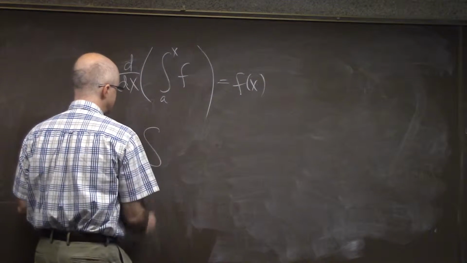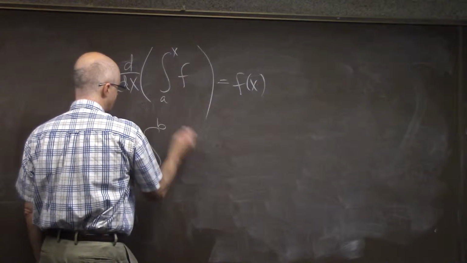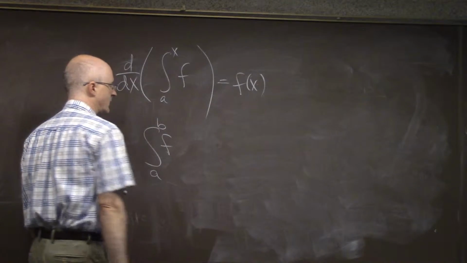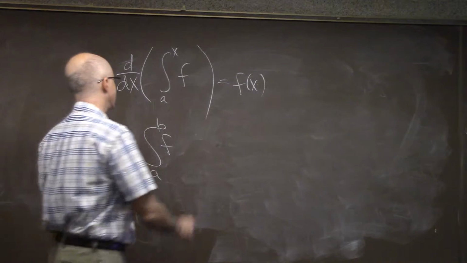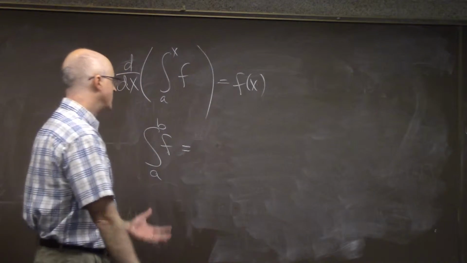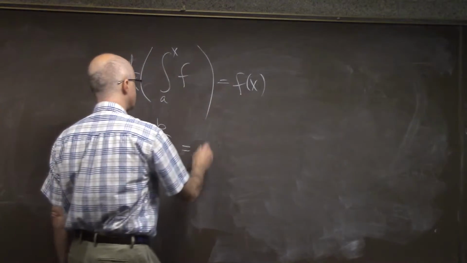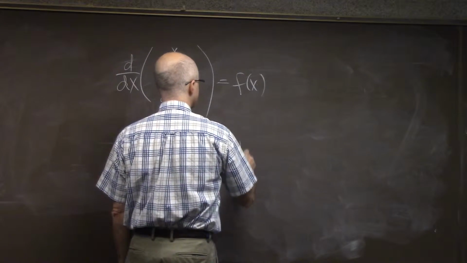The other equation is the one you're more used to. If you want to integrate from a to b, if you can find an antiderivative, capital F, you just do this.